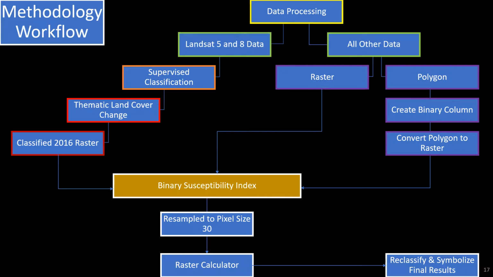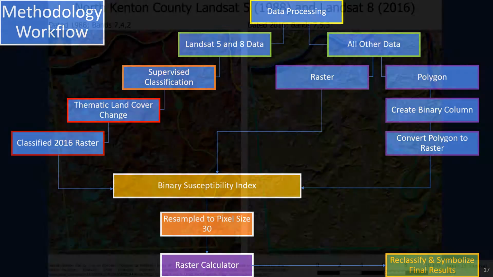At this point, all data should have been reprojected into the NAD 83 Kentucky Single Zone CRS and then resampled to a raster cell size of 30. The resampling was done to ensure that all raster cells aligned between the layers, since I would be using raster calculator in the next step to add all of the raster layers together. The final output raster was then reclassified and symbolized to represent the Landslide Susceptibility Analysis results.